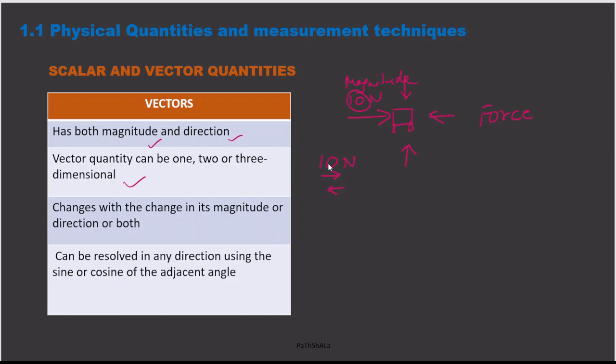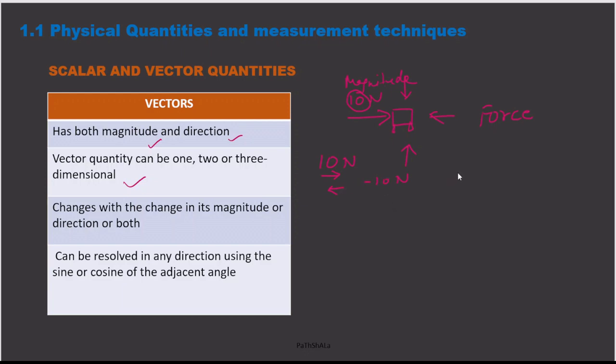It is 10 Newton only, but now I am applying it in the opposite direction. So the value of force will change. Now you will say it is 10 but in the opposite direction, so I can write minus. You can put a plus or minus sign to show the direction of vector quantities.